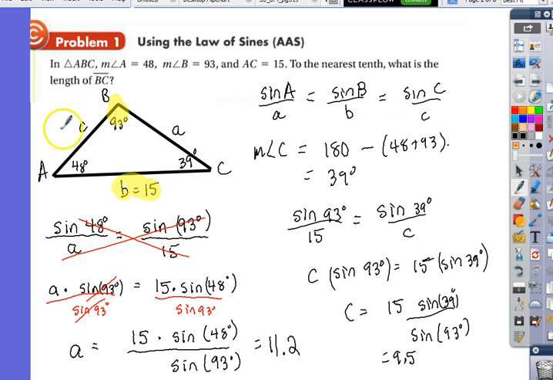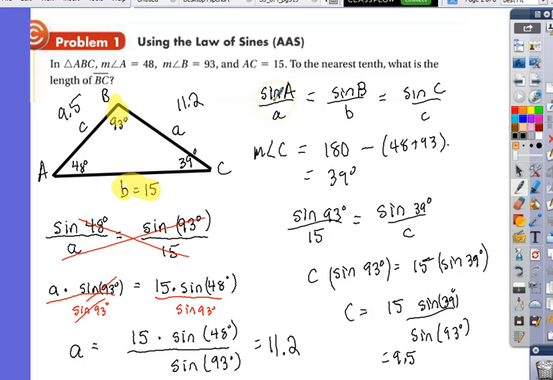So let's think about this for a second. 9.5 was this side, 11.2 was this side, and 15 is this side. Is the biggest side opposite the biggest angle? Yes. Is the smallest side opposite the smallest angle? Yes. Isn't that neat how that worked out? All right, so that's how you use the law of sines when you have two angles and one of the sides opposite one of the angles. You can find out everything else.